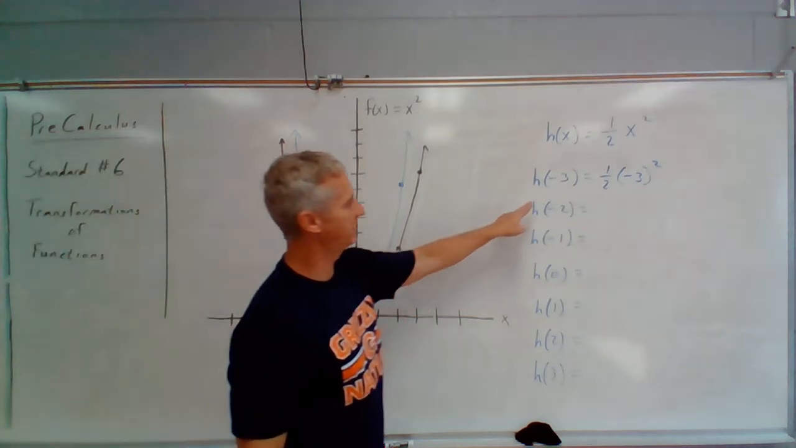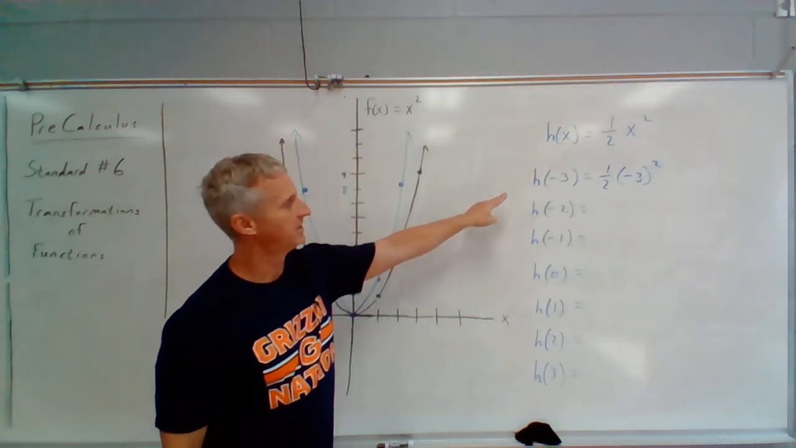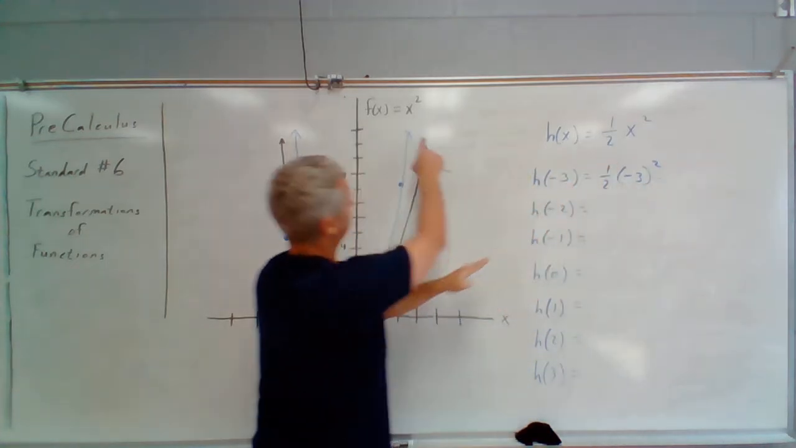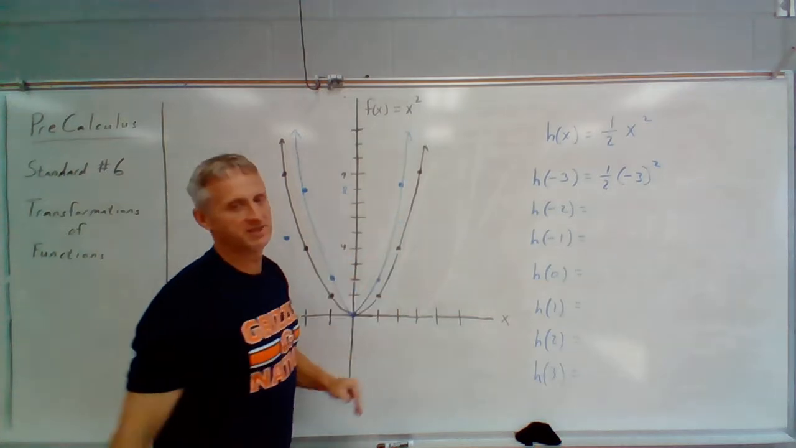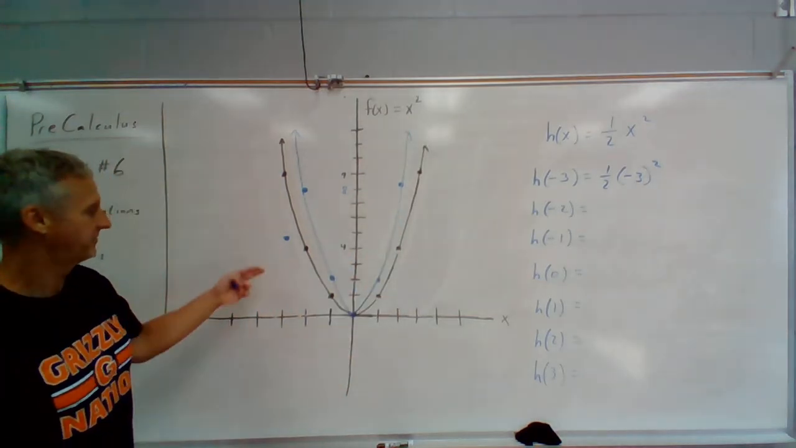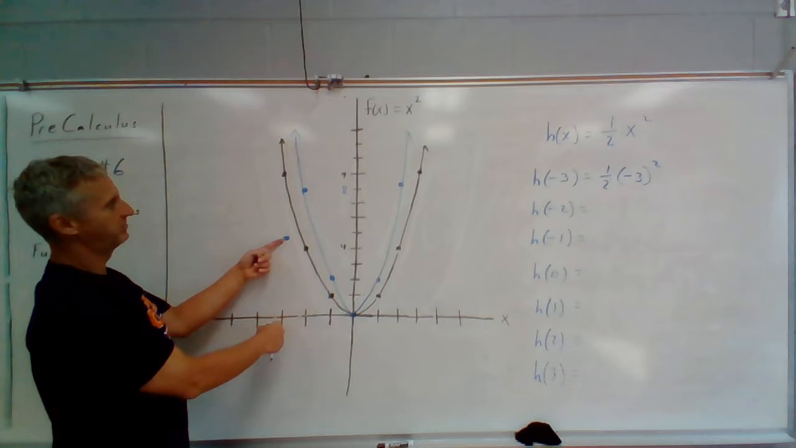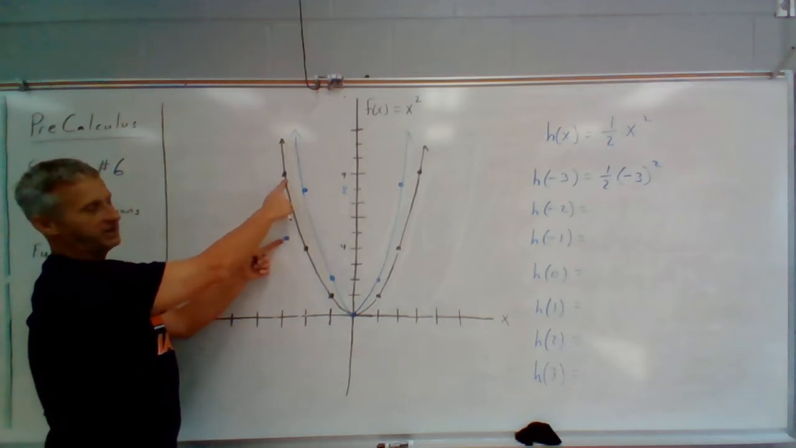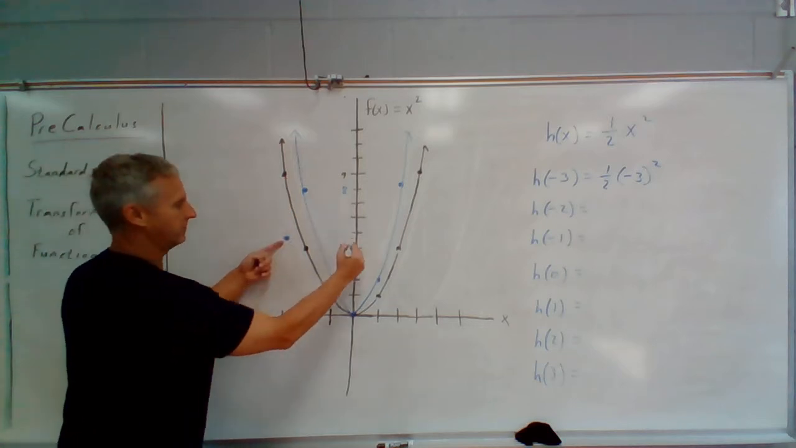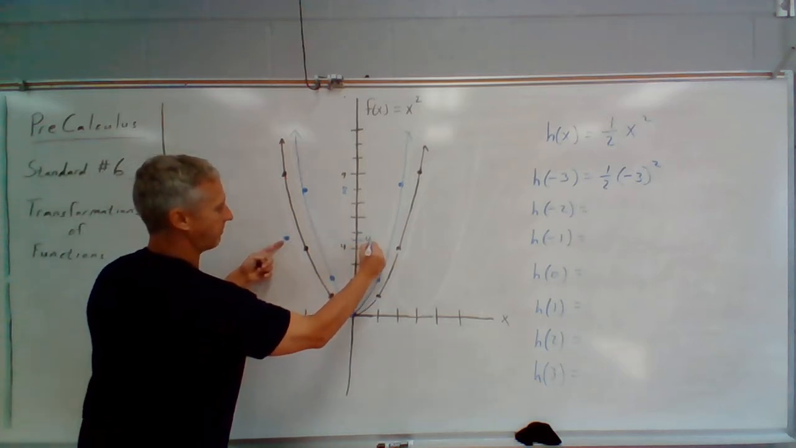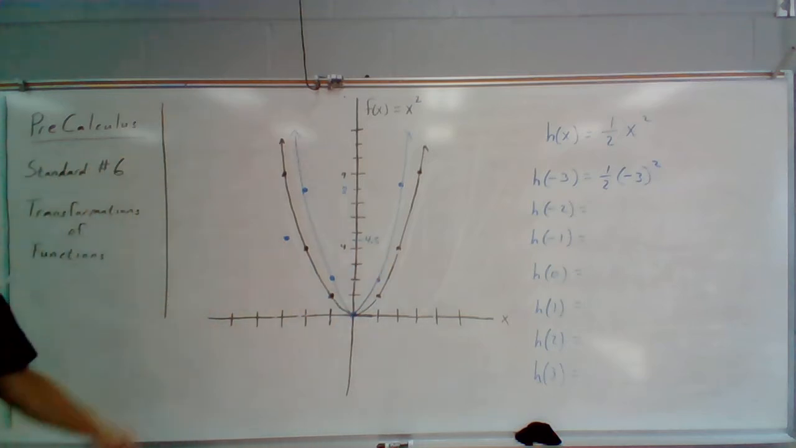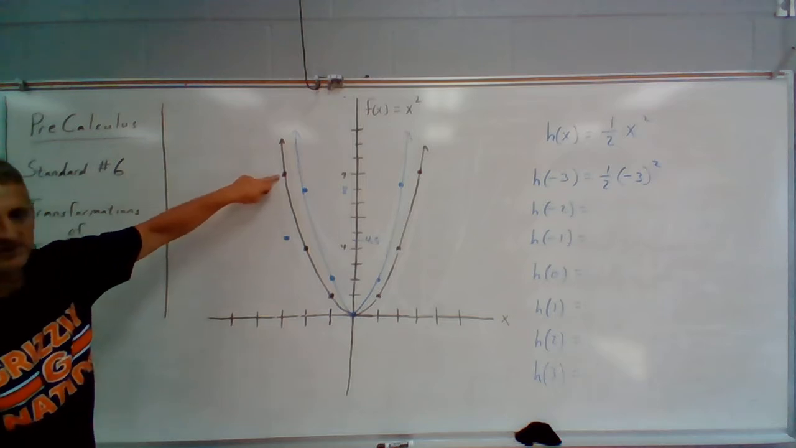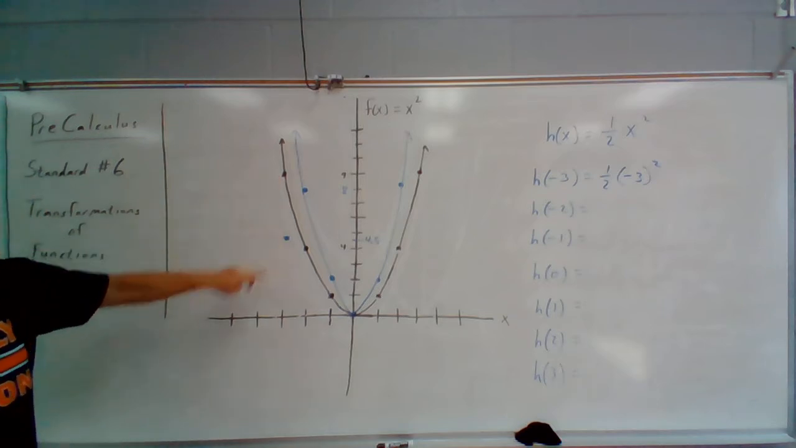Notice that plugging -3 into the blue function is the same thing as plugging -3 into the black function, squaring it, and then multiplying your y value by 1/2. So when I plug -3 into the black function, I got a 9. Y value is 9. Multiply 9 by 1/2, and I get 4.5. So this point corresponds with this point. The y value is 9. Cut it in half, and I got a 4.5.